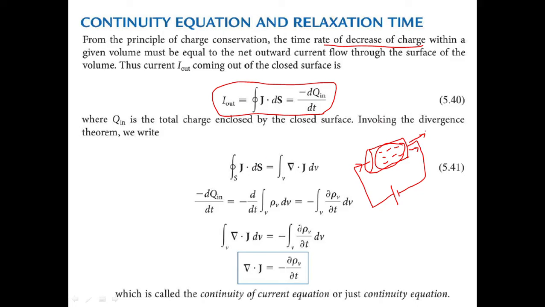So if I out is the current which is coming out, I out should be equal to the closed integral of J vector dot ds vector, which is equal to minus dq in by dt. Why minus dq in by dt? Because the charges are getting depleted over here, right? So that is why the minus sign. Now where q in is the total charge enclosed by the closed surface, invoking the divergence theorem we write.